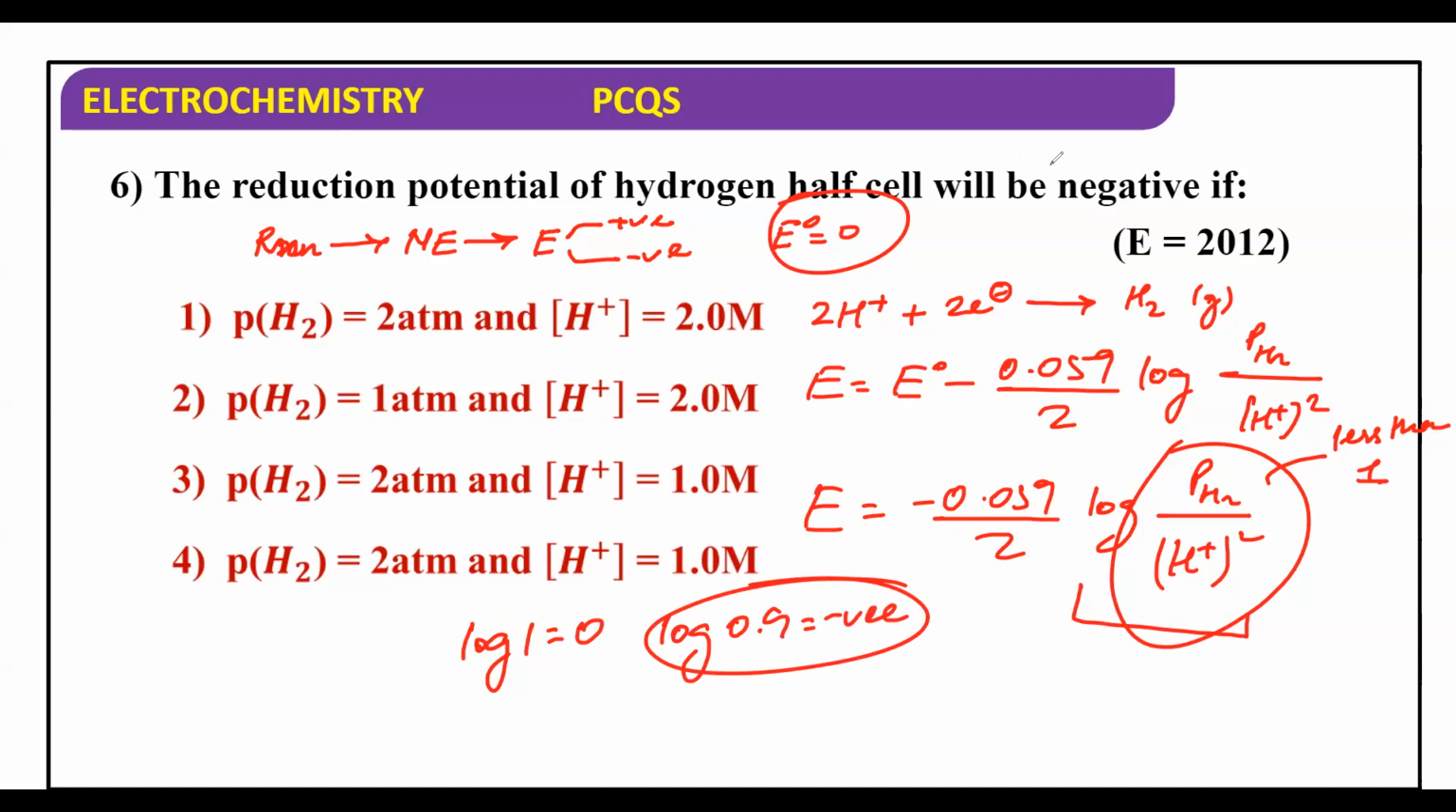When the half cell potential needs to be negative, we need this log negative. So this should be more than 1. मोर देन वन में केस आपके पास फर्स्ट केस तो नहीं होगा, सेकंड केस भी नहीं होगा, थर्ड और फोर्थ दोनों सेम है, थर्ड में आप देख सकते हैं, it will be the third case. Harsha, does it make sense? Yes or no? Yes, sir. ठीक है.